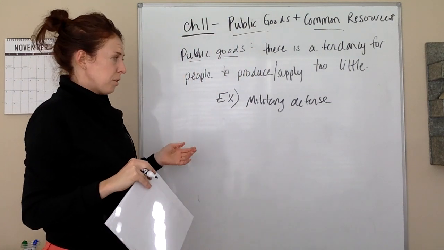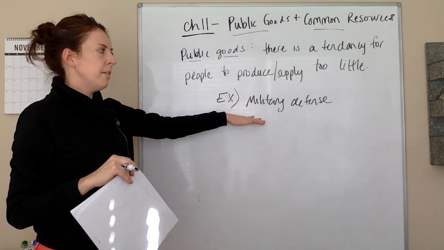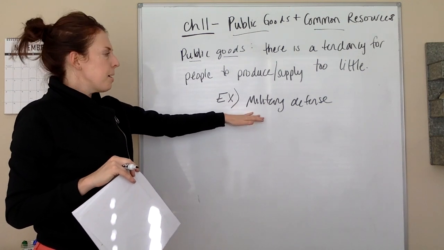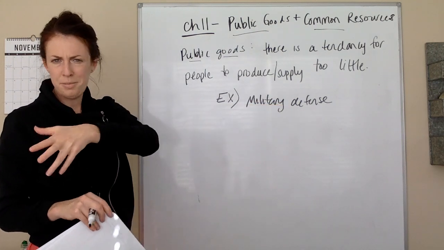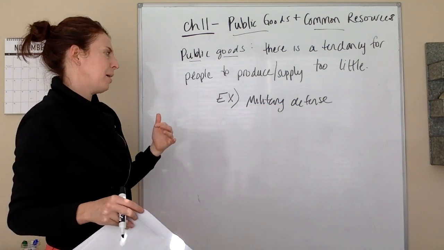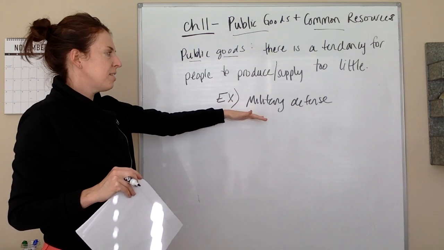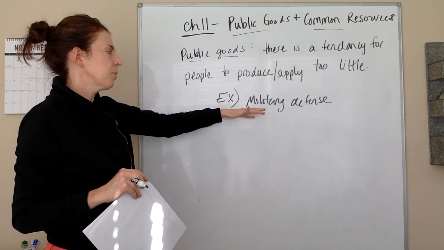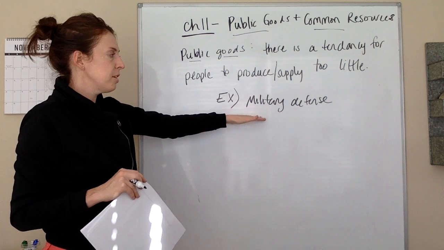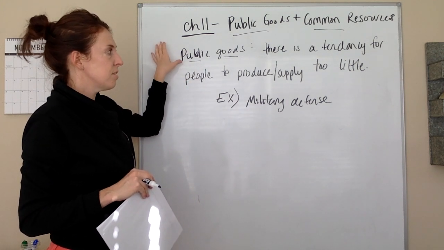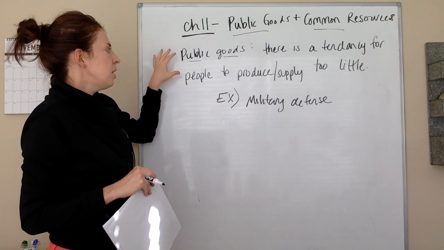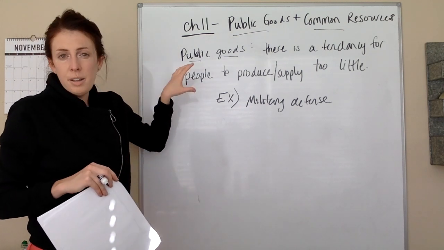And it's also not rivalrous. So if we have a really strong military that goes overseas and wins a war, me being protected from the enemy does not prevent my neighbor from being protected from the enemy. That's kind of weird to think about. But the idea is military defense is a public good because it's both not excludable and non-rivalrous. Okay, so what we have said is that in the case of public goods, there's a tendency for people to privately produce too little of it.